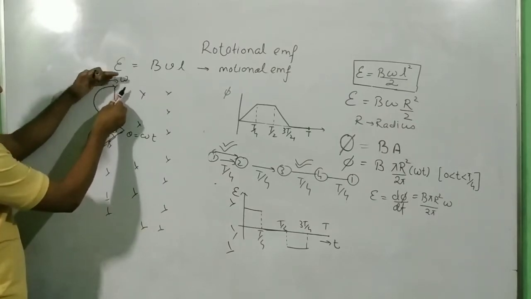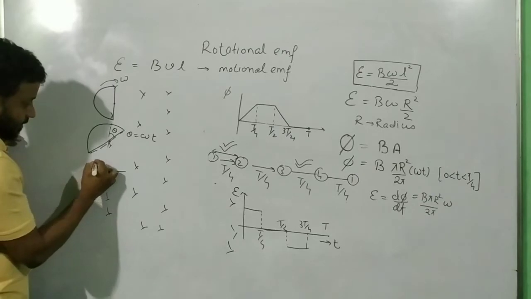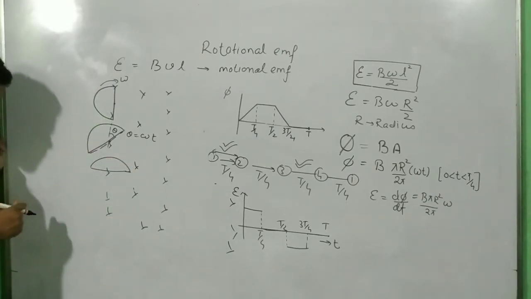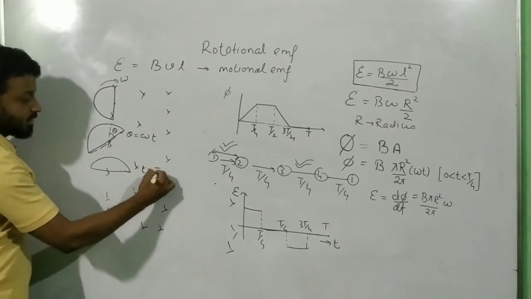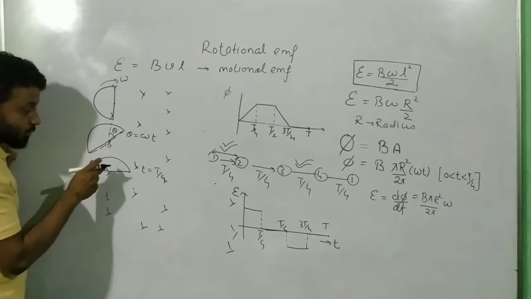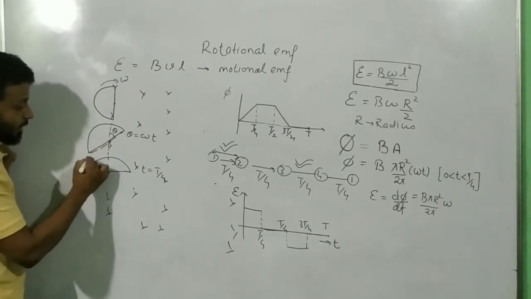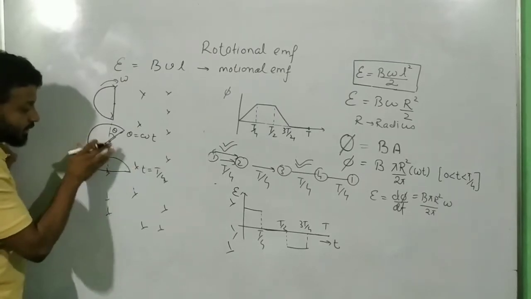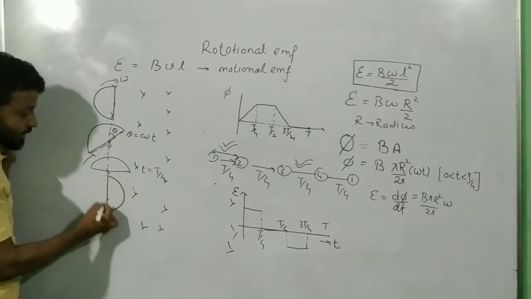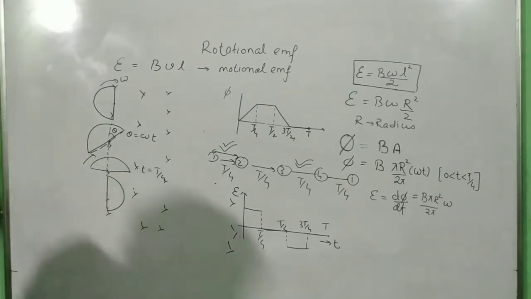How much time will it take to become like this? It will take a time of T by 4. So here your time is T by 4. That means it has rotated 90 degrees. But can you say that the flux has become maximum? No, flux has not yet become maximum, because still more is going inside, and the flux will keep on increasing till the loop rotates by 180 degrees.